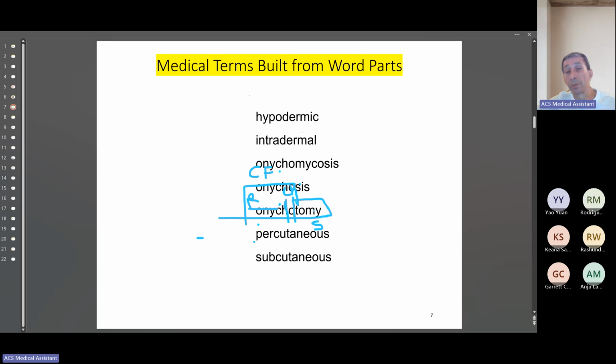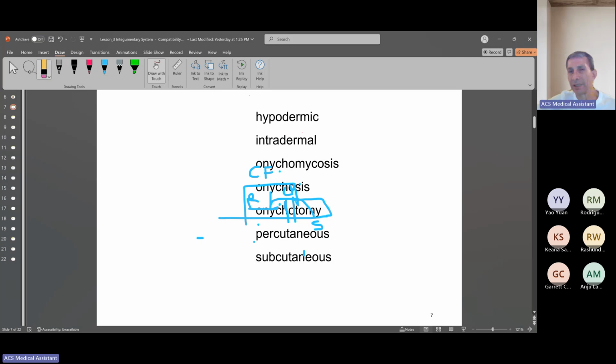What is tomy? Tomy means an incision, cutting through something. So this is an incision to what? To the nail. We are making an incision to that nail. Probably that nail is ingrown, an ingrown nail. So we are going to cut through to remove the part that is within the skin. So remember, tomy means an incision, to cut through something. Here we are cutting through the nail.